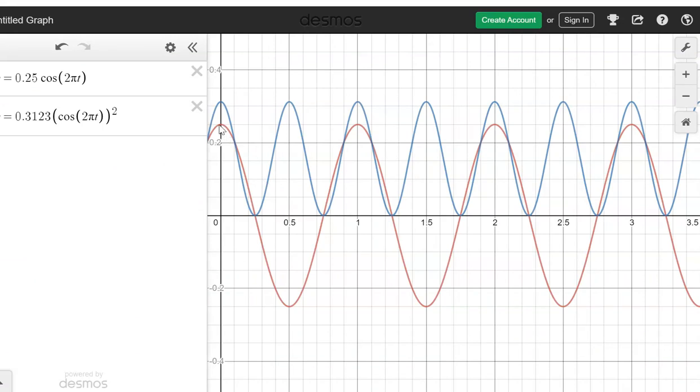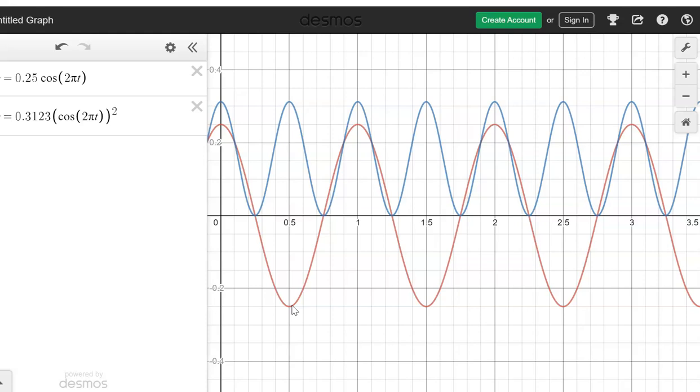So again, it takes 1 second for the position function to get back to its original position, but it only takes half a second for the energy function to get back to where it originally was. So let's think about why that's the case. Well, the amplitude of the position function is 0.25. So every second, it gets back to positive 0.25. Every half a second, it gets to the absolute value of 0.25. So at 0 seconds, it's at 0.25, and at half a second, it is at negative 0.25.